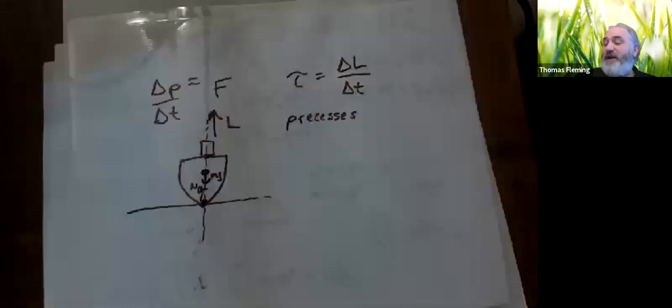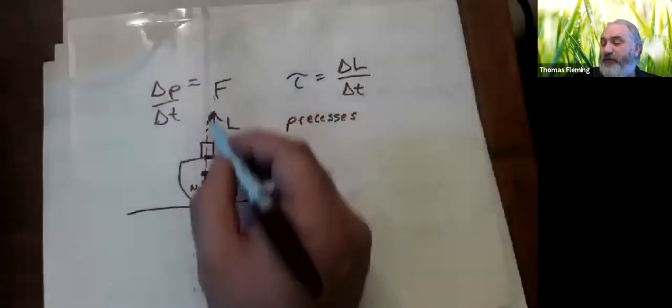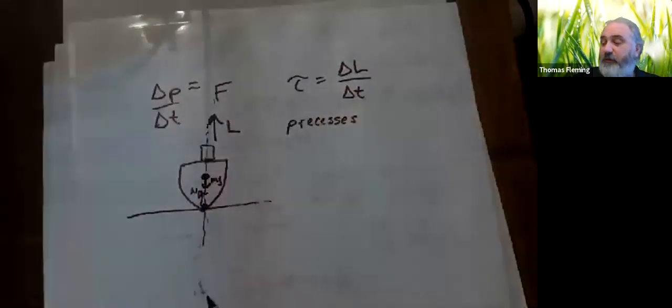And right now, how much torque do I have? Well, there's two ways this thing can rotate. It can rotate around this axis, which it is, and there's no torques there as long as there's no friction.